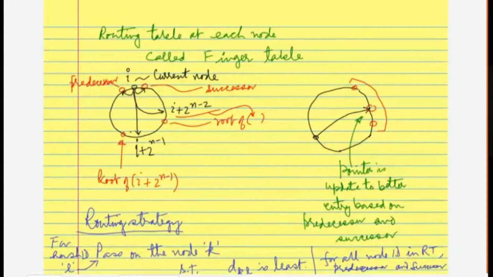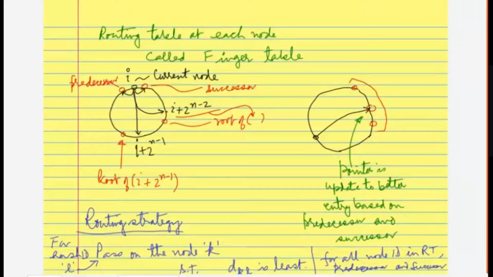The total number of node IDs is 2 raised power n. So take 2 raised power n divided by 2, that is 2 raised power n minus 1. When I add this to I, it will point to the diametrically opposite point. Whatever is the root node of this, that will be the root node if no node exists in this range. This will be kept in the table, in the finger table.